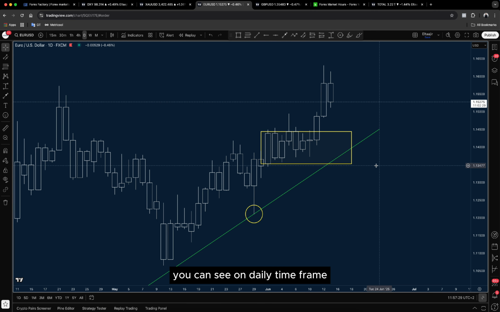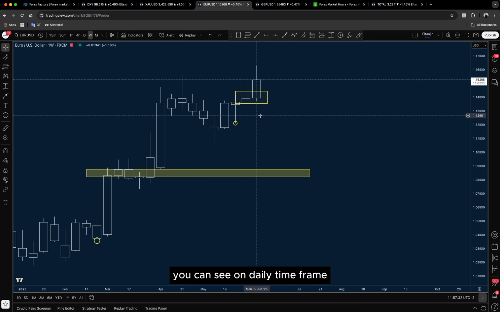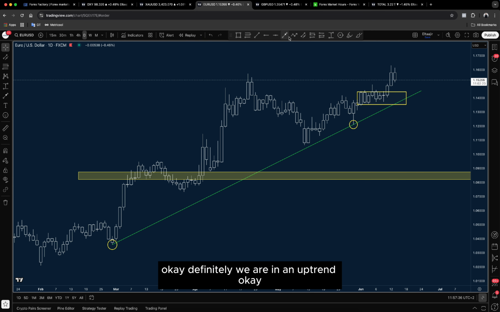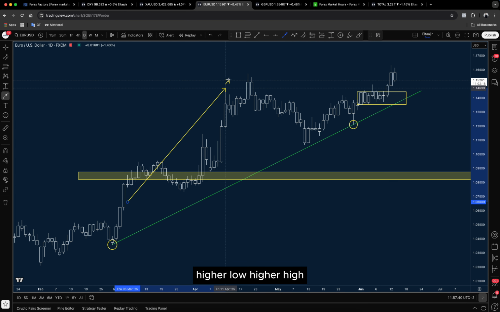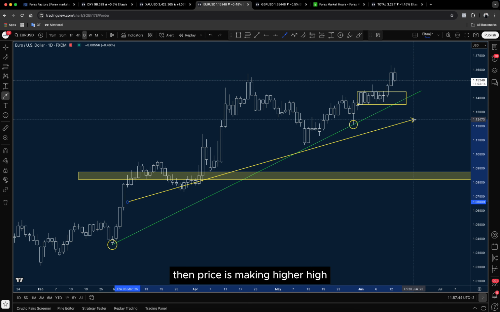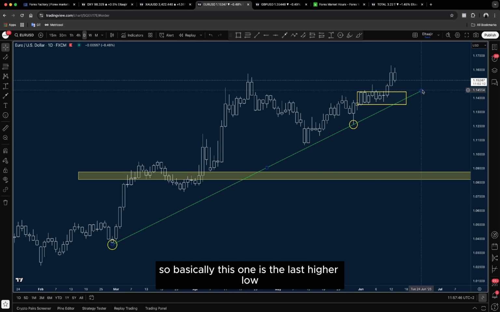Okay, you can see on the daily time frame, definitely we are in an uptrend. Higher low, higher high, higher low, higher high, higher low. That's on the daily time frame. Then price is making a higher high. So basically this one is the last higher low.